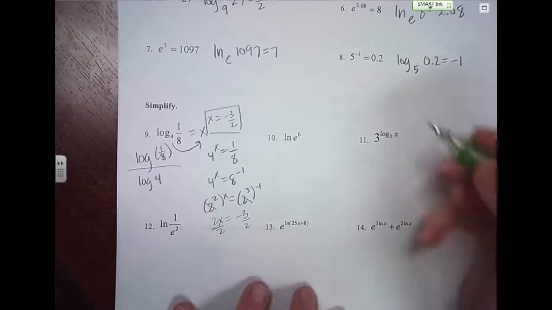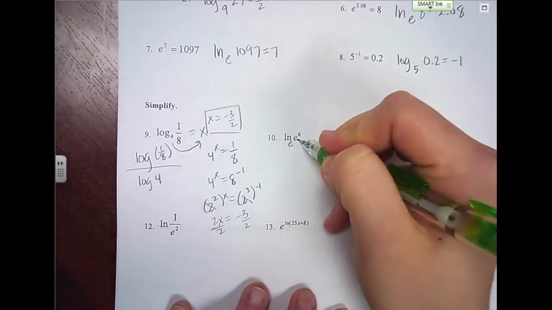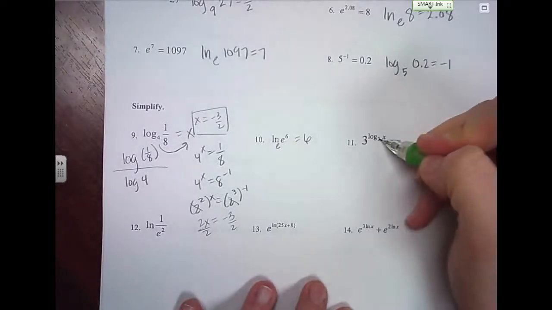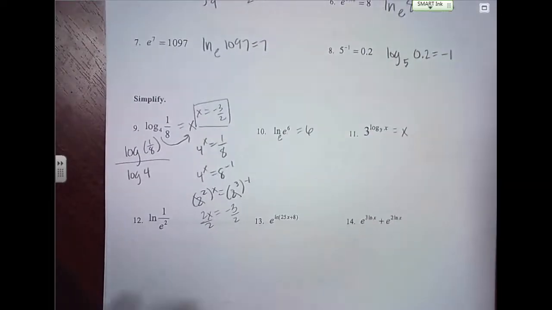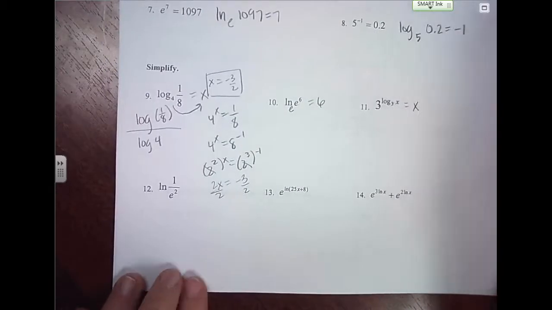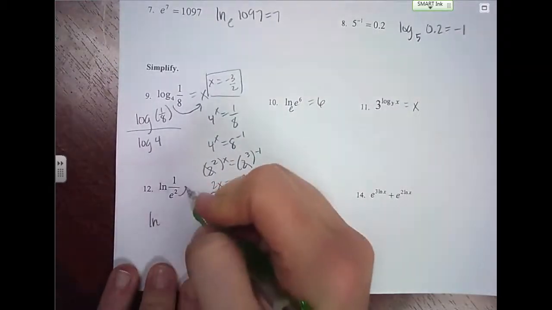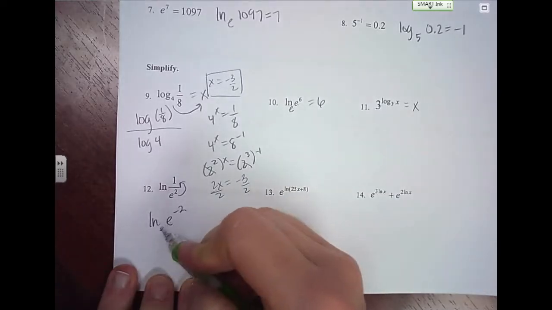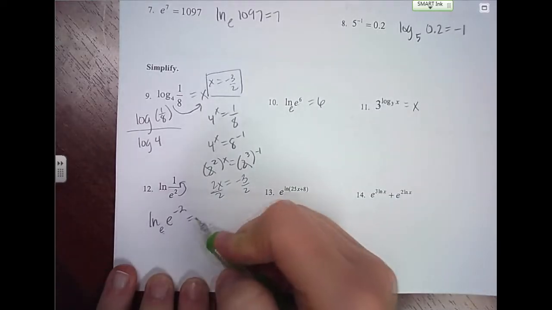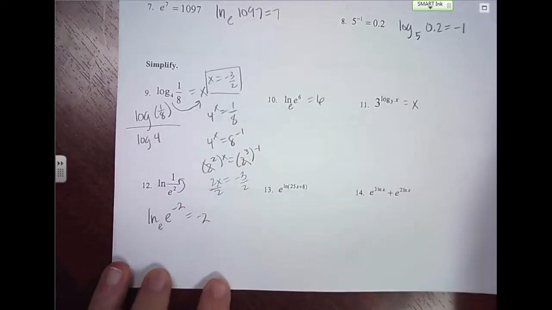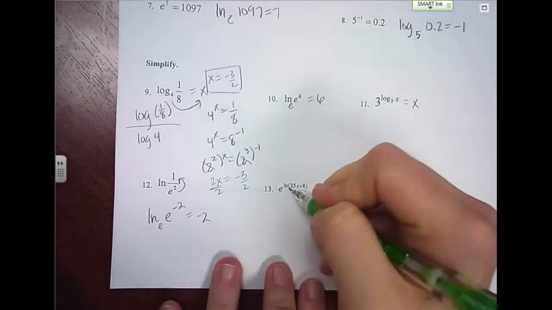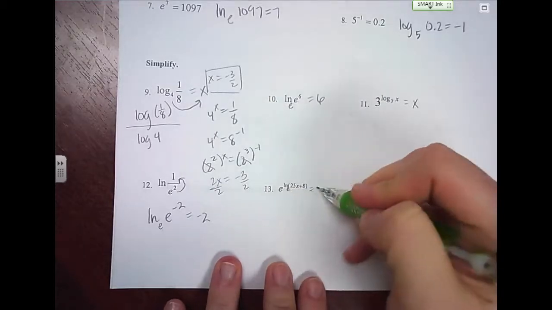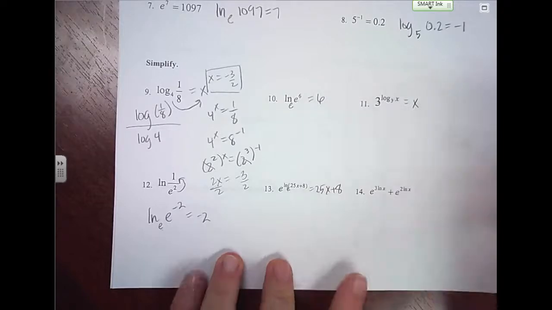Number 10, the base is e, so these are the same, so this whole thing equals 6. Number 11, the 3's are the same, so this whole thing equals x. Number 12, I'm going to first bring this up to the top, so e to the -2. Now my bases are the same because this is e, this base is e, so this equals -2. Number 13, the base here is e. So those are the same. So this whole thing equals 25x plus 8.